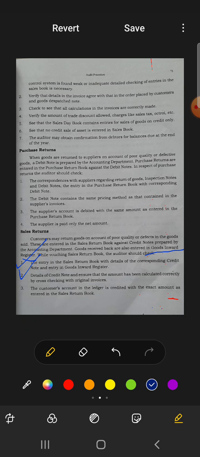the details of the credit note, and ensure that the amount has been calculated correctly by cross-checking with the original invoice. Next is to check that calculations are not done incorrectly, with the help of the original invoice. The third one is the customer's account in the ledger is credited with the exact amount as entered in the sales return book. This is the same point as in the purchase return. The amount should be the same. There should not be any difference in the amount.